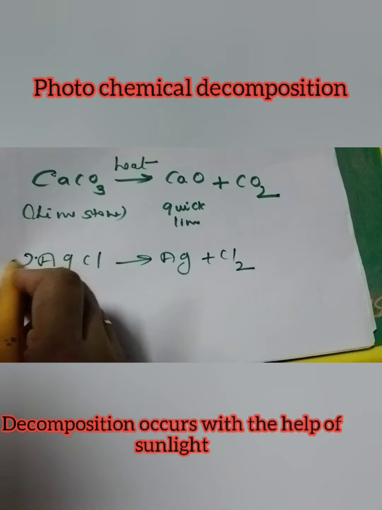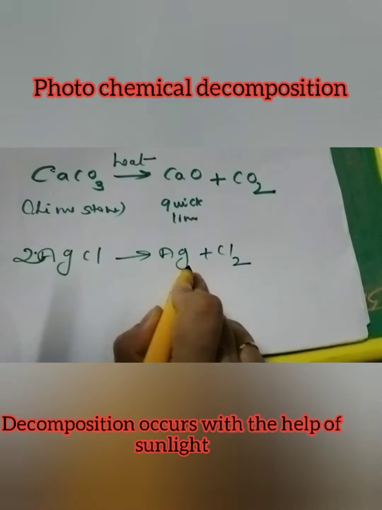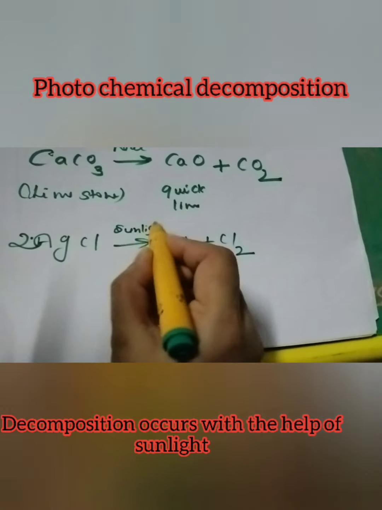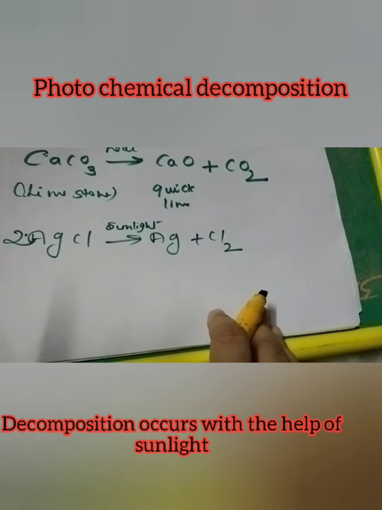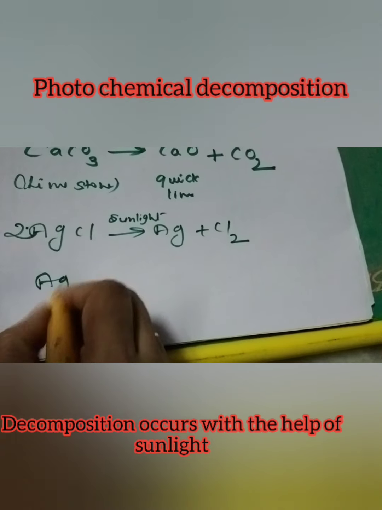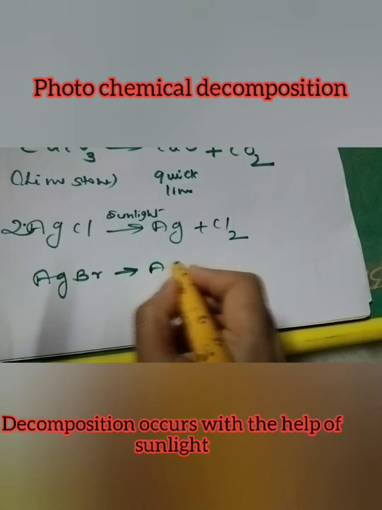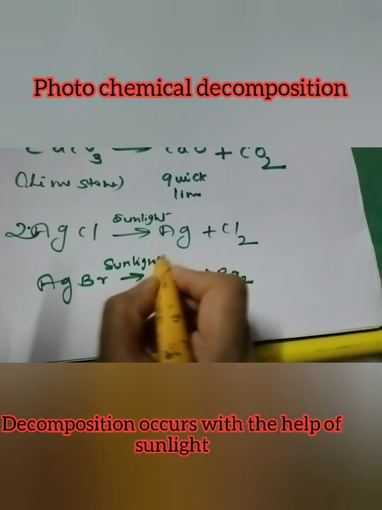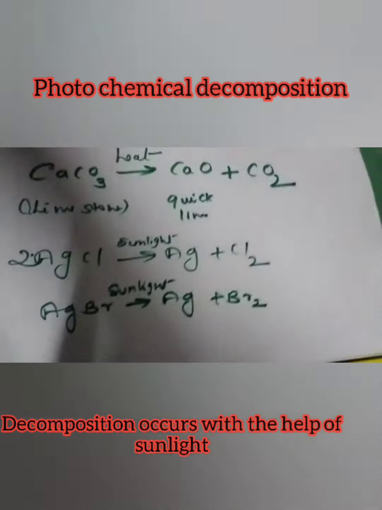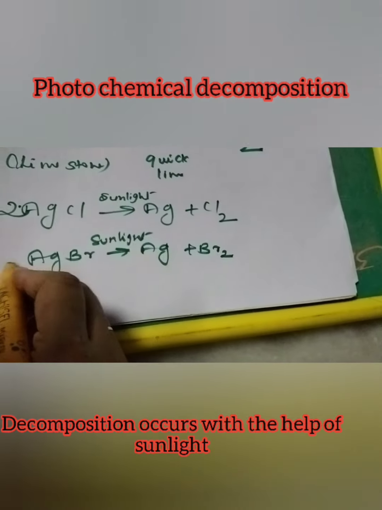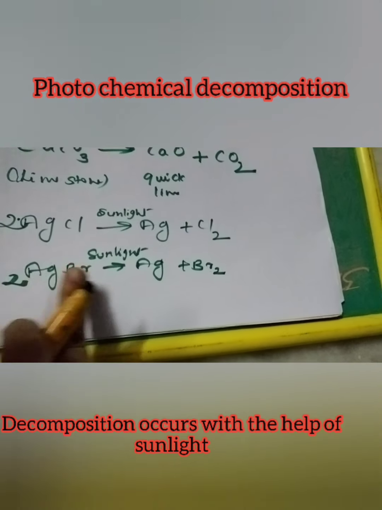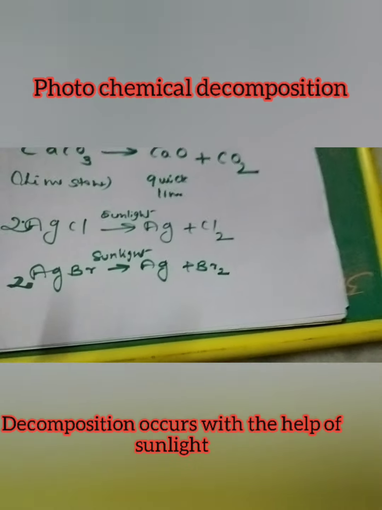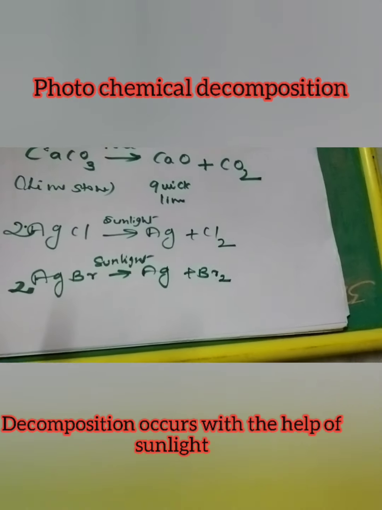Okay, white silver chloride turns grey in sunlight, that is, it decomposes into silver and chlorine with the help of sunlight, hence it is called photochemical decomposition. You can take one more example: silver bromide also behaves the same way, decomposing into silver and bromine. Again, this is with the help of sunlight. A decomposition reaction with the help of sunlight is called photochemical decomposition. Here the reactant breaks down into two or more products, two products here, with the help of sunlight, hence it is called photochemical decomposition.